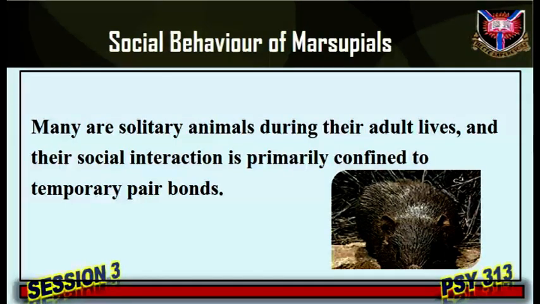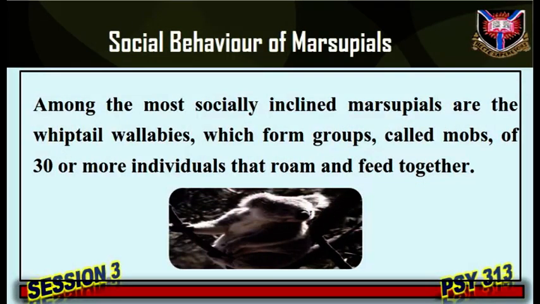Among the most socially inclined marsupials are the whip-tailed wallabies, which form groups called mobs of 30 or more individuals that roam and feed together. Observation of animal social behavior, however, indicates that even the social structure of the whip-tailed wallabies is far less intricate than those of the placental mammals.